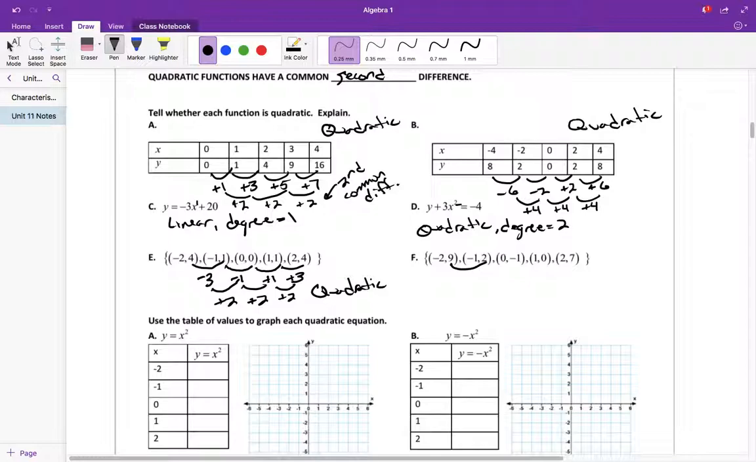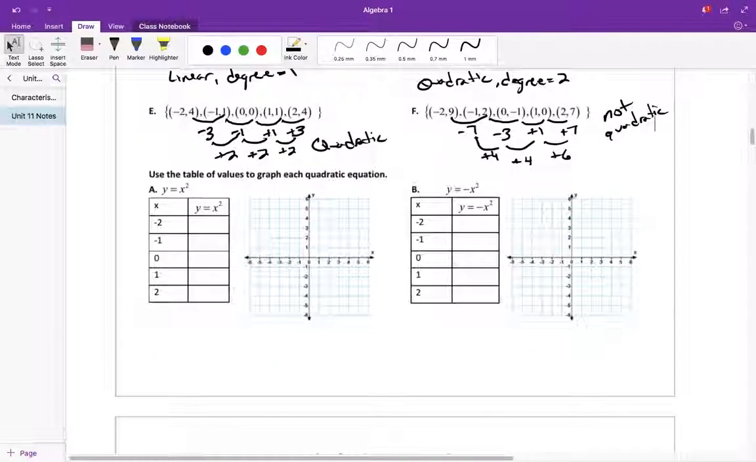So from 9 to 2, we'd go down by 7. 2 to -1, down by 3. -1 to 0, up by 1. And then 0 to 7, up by 7. And then let's check and see from -7 up to -3, we'd be going up by 4. From -3 to 1, we'd also be going up by 4. And then from 1 to 7, we're going up by 6. So we don't have a second common difference this time, so this is not quadratic. And then your explanation is you showed your work.